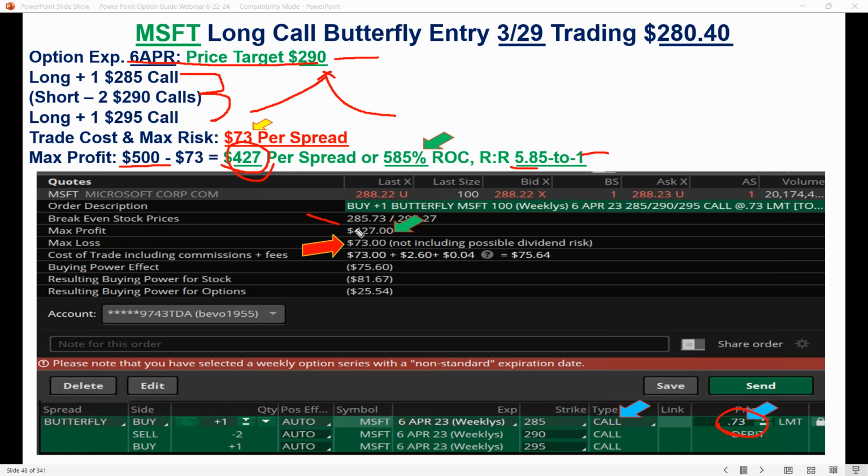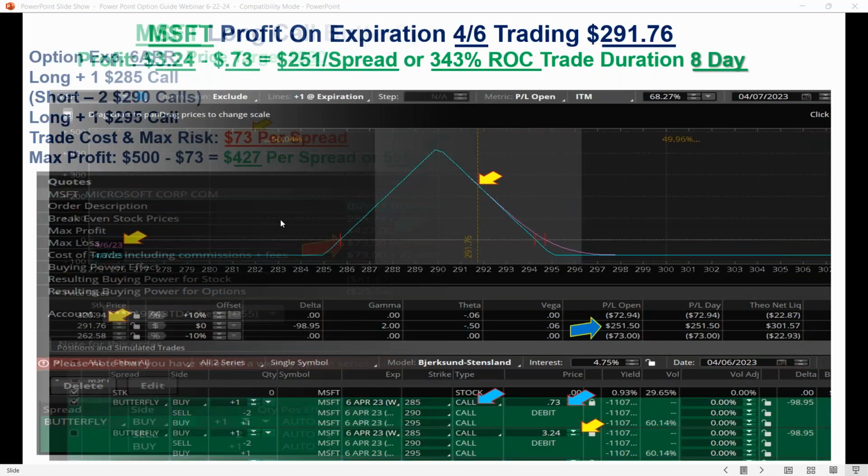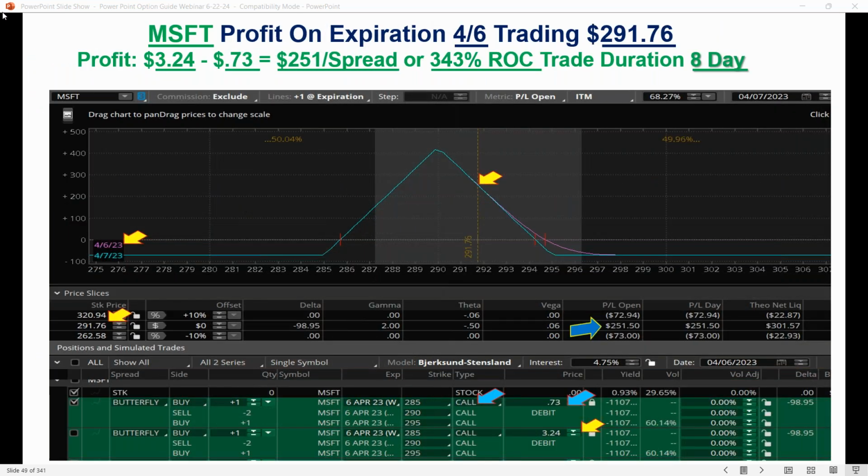And here's your $427 potential profit on your risk of $73. So that's just your profile. You can see how these returns can potentially look great. So this one is where it went out that day on the 6th right here. It was trading out at 491.76 right there.